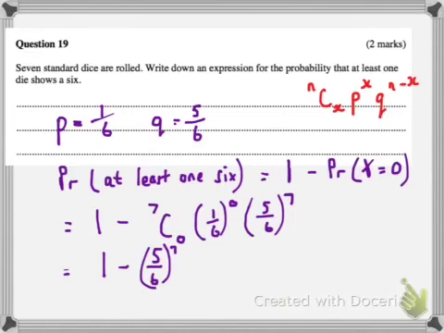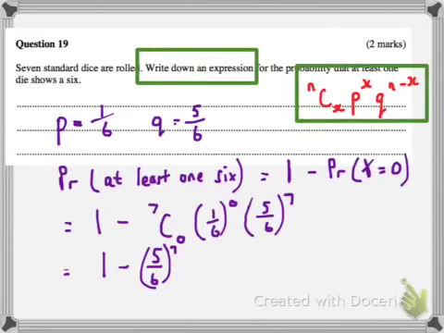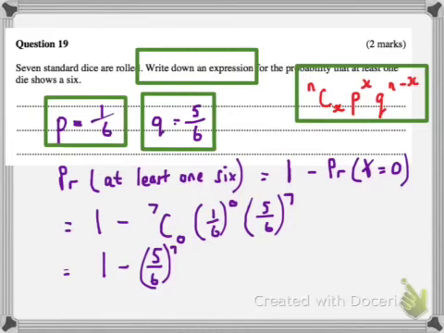Okay, 7 standard dice are rolled. Write down the expression for the probability that at least one die shows a 6. So notice this is a non-calculator, so it's using language such as write down an expression, so we don't actually have to solve it. And we use our formula here, nCx, p to the power of x, q to the power of n minus x. And 7 standard dice are rolled, and the probability of getting at least 1 six, so the probability of success is 1 on 6, the probability of failure therefore is 5 on 6.